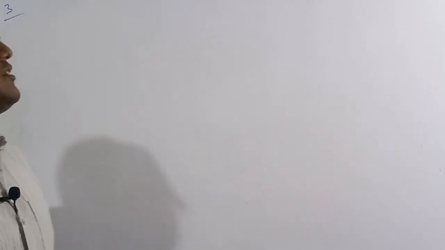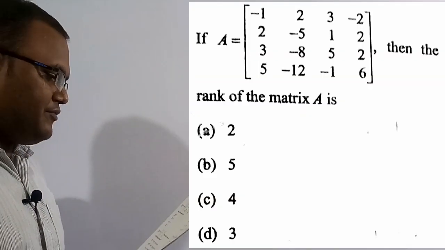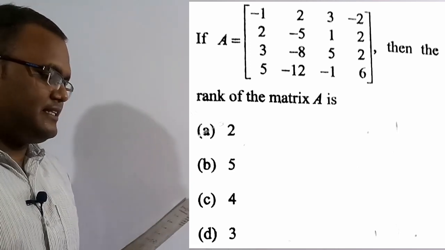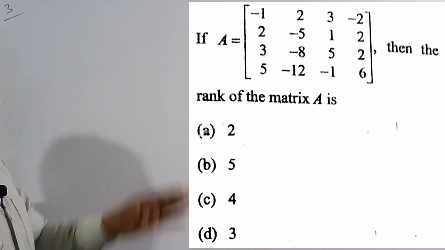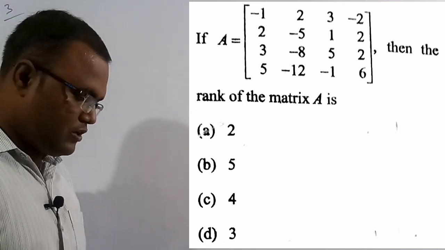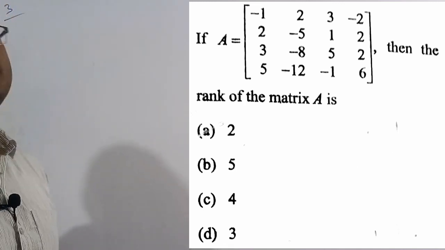So now we are going to solve the third question. See the question here. If A is equal to this matrix, starting with minus 1, then the rank of the matrix A is. So for this matrix A, we need to find the rank of the matrix. What are the four options? Option here, 2. 2 is the rank of this matrix.